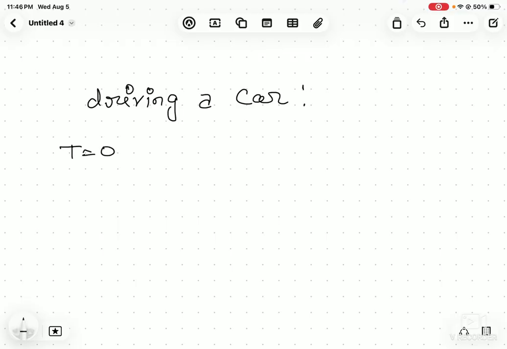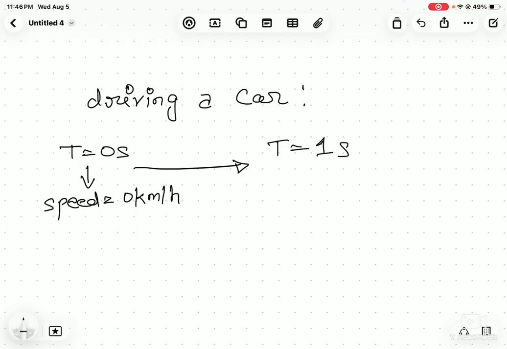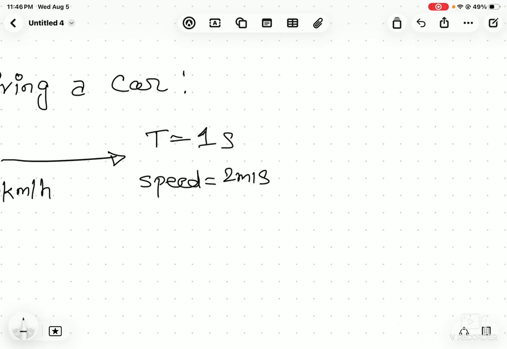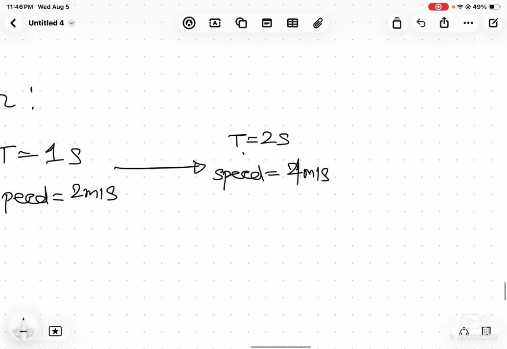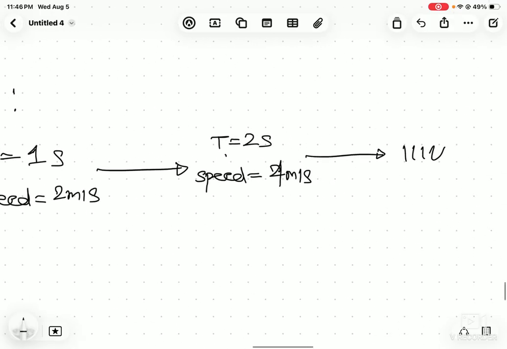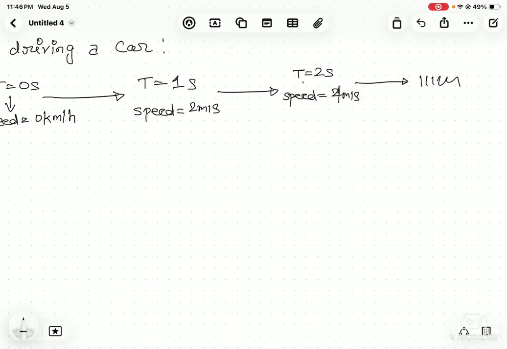So at t equals 0 seconds, when the car is at rest, speed is 0 kilometers per hour. Let's say after some time, t equals 1 second, speed became 2 meters per second, and after some time, t equals 2 seconds, speed is 4 meters per second, and so on. So you can see a pattern: 2 meters per second, then 4 meters per second.